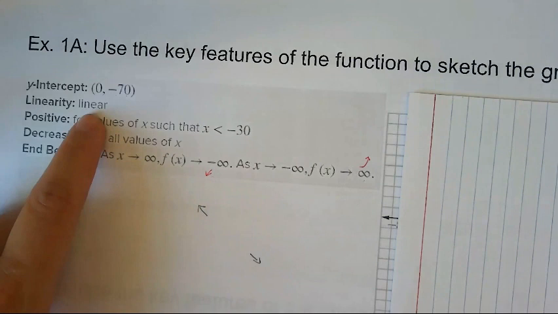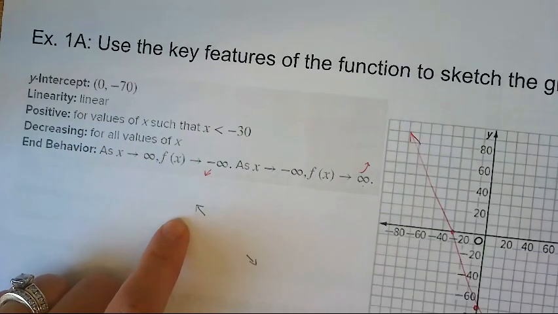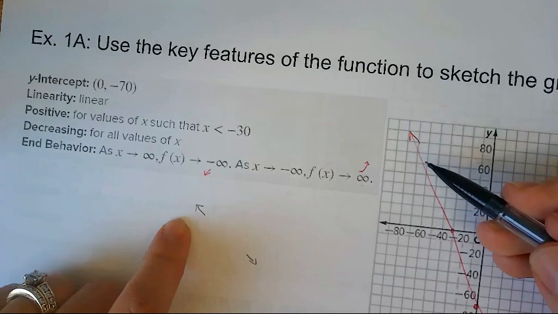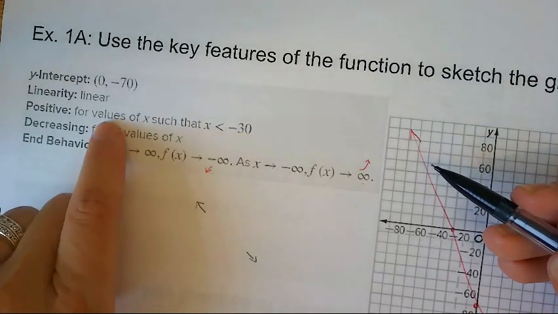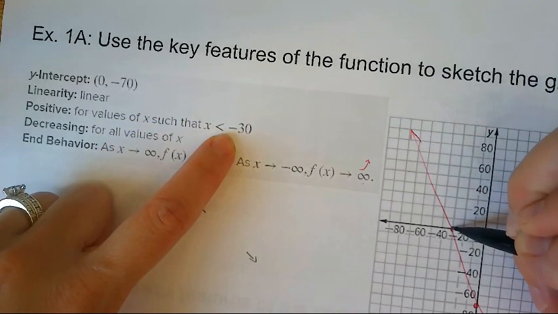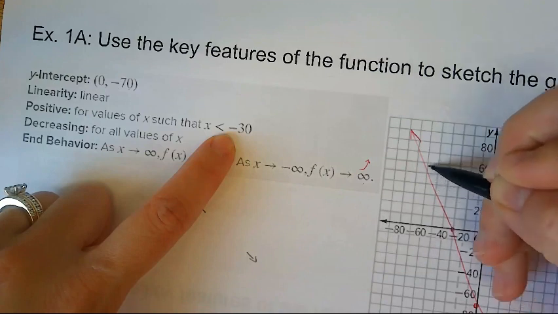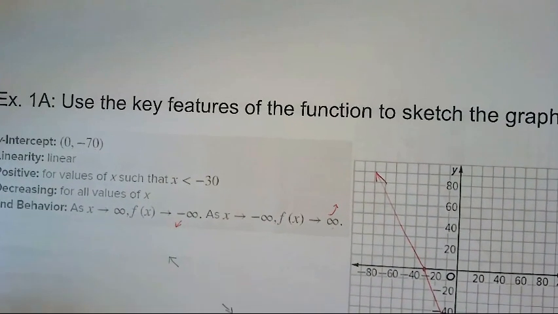Then it also tells me that it's going to be linear. So what I did was I went ahead and plotted the point -70 on the y-axis. I knew that my tails were going to go like this, but I didn't know if I had another point somewhere. And I did know that it said that the values of x are positive when I'm less than -30. So at -30, I knew is where I'm going to become positive above the y-axis. So that's how I put all those pieces together. You're going to pause the video and try the got it question.